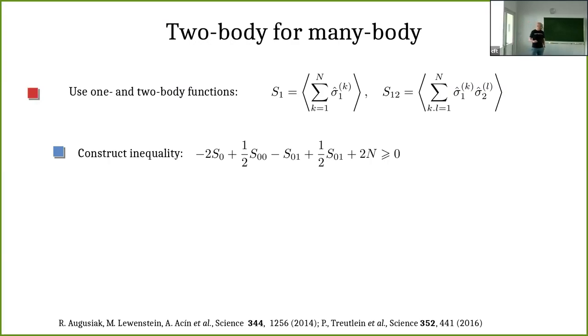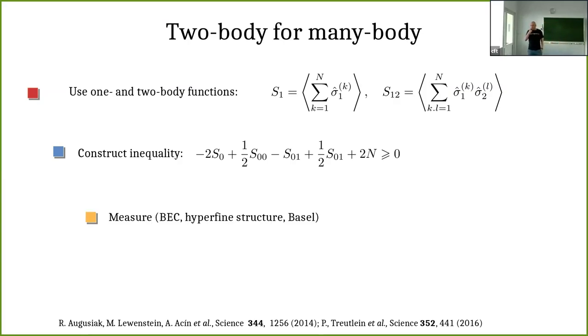Plus 2 times the number of qubits is bigger than or equal to 0 for any system that is consistent with local realism. So if you measure these objects, and these are collective spin operators, you can do it in atomic systems, and you show that the outcome is smaller than zero, you're at home, okay? So this is the violation of a Bell inequality. But this Bell inequality, again, is not as standard as for two qubits, because it's a bigger system, but it is still constructed, as previously, only on second order and first order correlations.